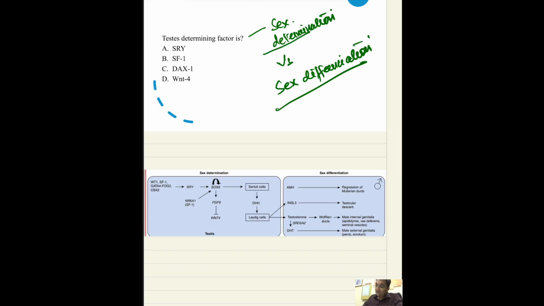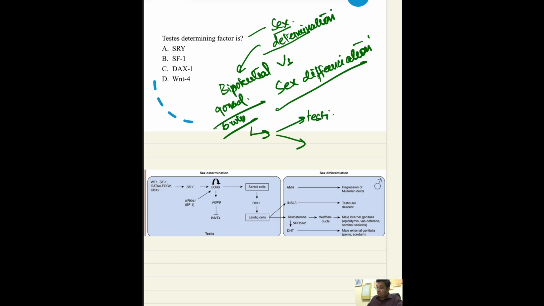So what is sex determination? It is when the bipotential gonad, the gonad is bipotential till 6 weeks, 6 to 8 weeks. Some places it is written 8, but it is around 6 weeks. And from there, it develops into either a testis or an ovary. And how is it determined? It is determined by the presence or absence of the Y chromosome.